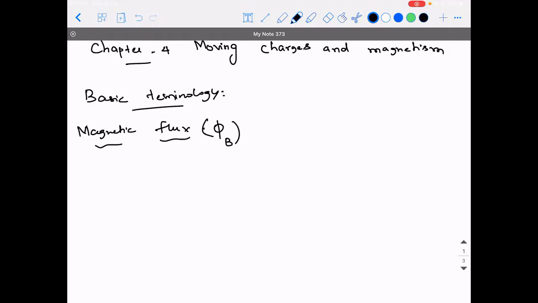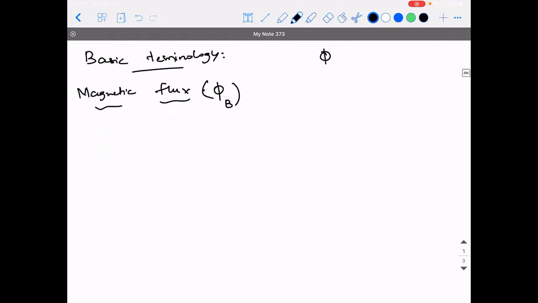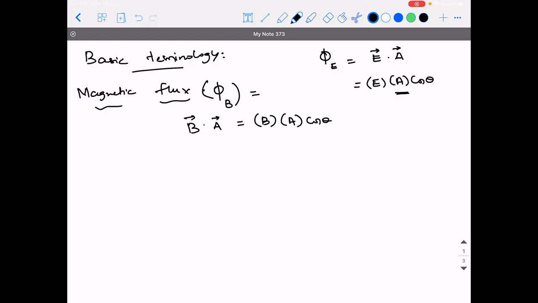So how do we write phi b? If you recollect, phi e is equal to E vector dot A vector, or I can call it E into A into cos theta. That's a simple thing. In a similar way, what do you think magnetic flux will be equal to? It will be B vector dot A vector, or B into A into cos theta, where theta is the angle between the magnetic field and the area vector of the coil.